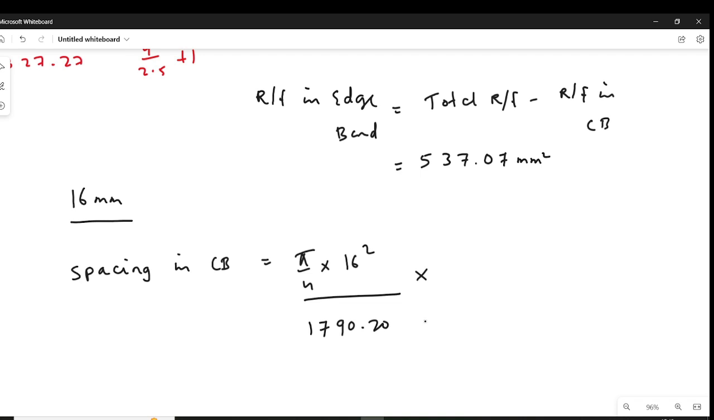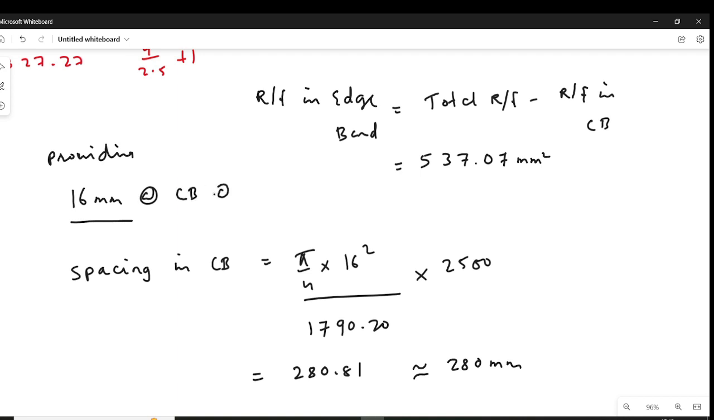You see the dimension of the central band is 2.5 meter by 2.5 meter. So width of the central band will be 2500. Here we will take in mm. So spacing comes to 280.81. We can provide 280 mm. So, providing 16 mm bar at central band at a spacing 280 mm center to center.